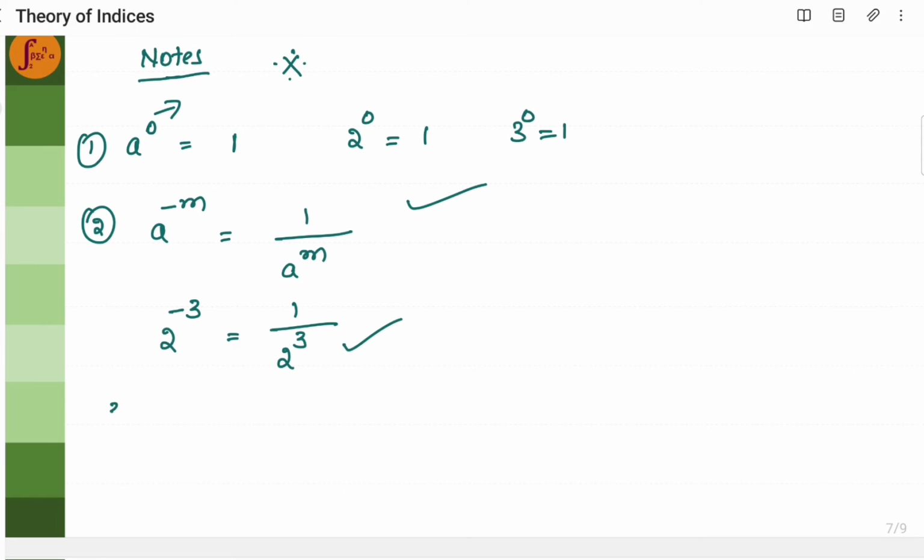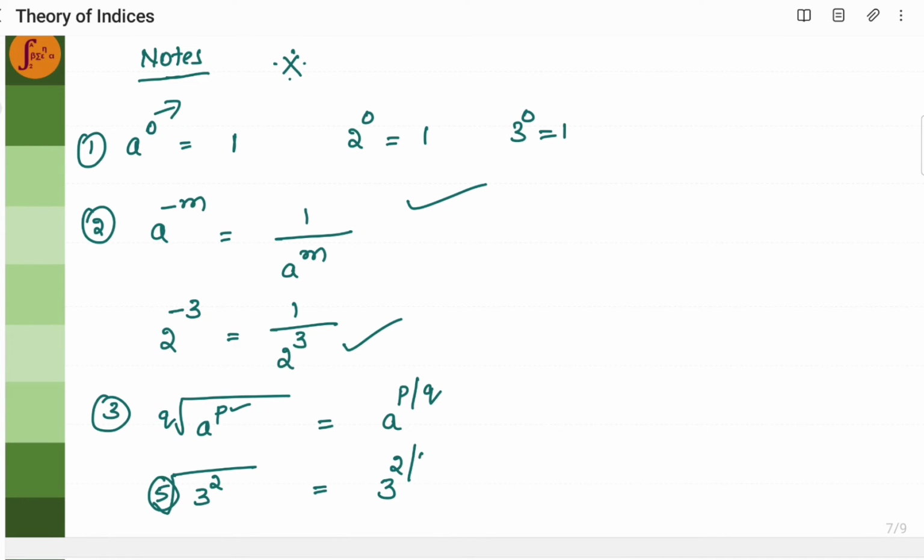This is another important concept. If I have a root and I also have an index, how should I write it? I can write this as a to the power p by q. Whatever is the root, I can write it as by q. For example, say I have the fifth root of 3 square. How can I write it? I should write it as 3 to the power square by this number 5.